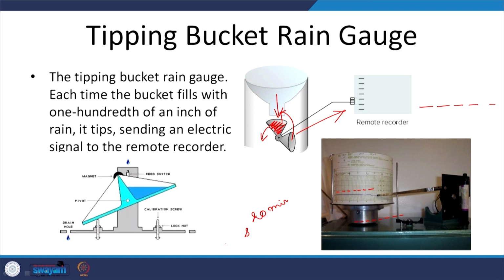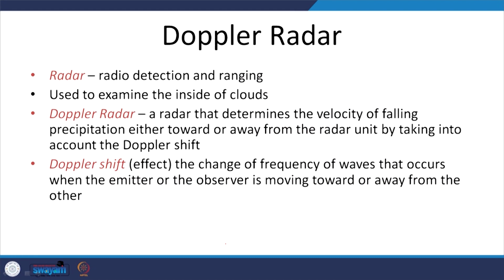So, this is where you can measure the total amount of precipitation over a period of time, and also calculate the average rate with which rain is precipitating over a given period of time, right. So, in the tipping bucket rain gauge, each time the bucket fills with 1/100th of an inch of rain, it tips, sending an electric signal to the remote recorder. So, this is the basic working of a simple tipping bucket rain gauge.